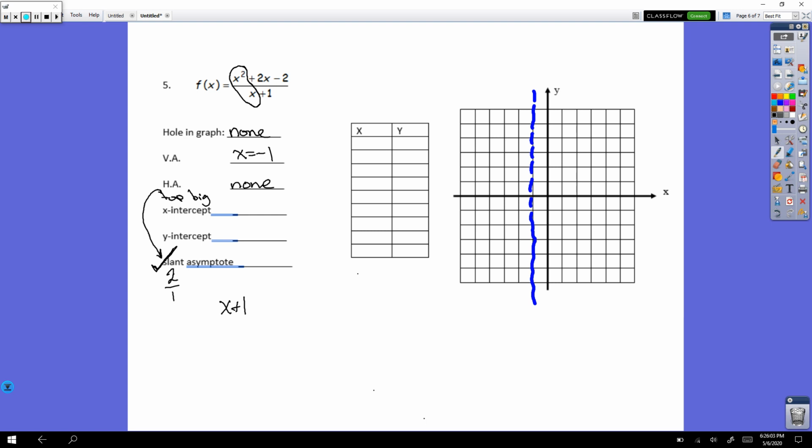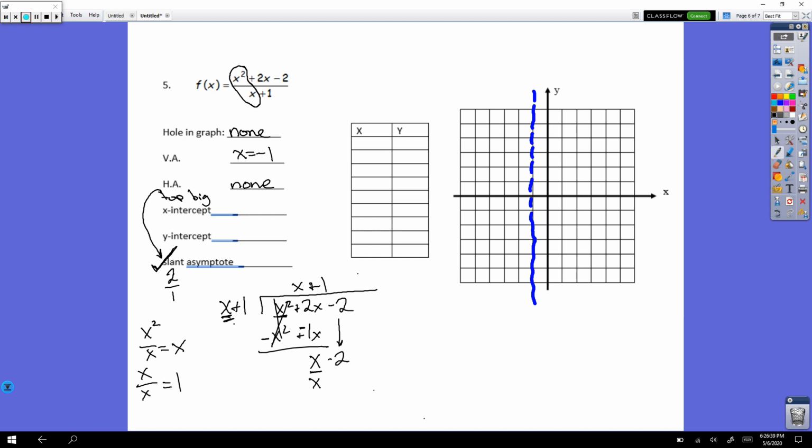So x plus 1, x squared plus 2x minus 2. So first term divided by first term leaves me with x. Distribute, we get x squared plus 1x. Changing my signs, negative, negative, x squareds cancel, and I'm left with 1x minus 2. So again, first term divided by first term. x divided by x leaves me with 1. Distribute, x plus 1. Again, this part's not that important. Minus, minus. That leaves me with -3, which is my remainder, which I don't care about.